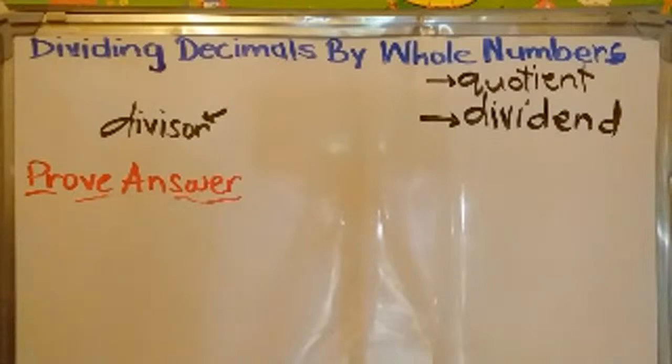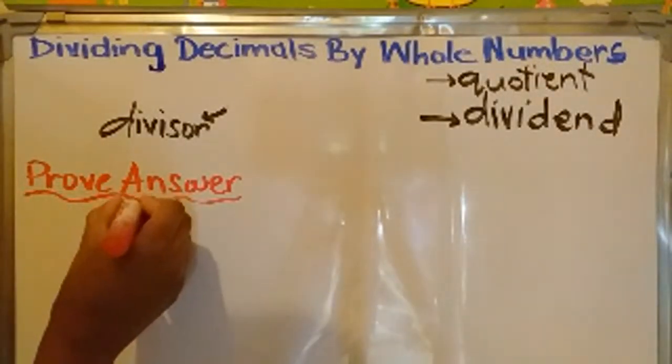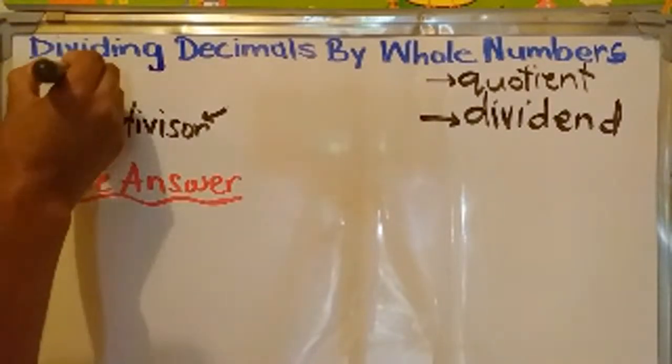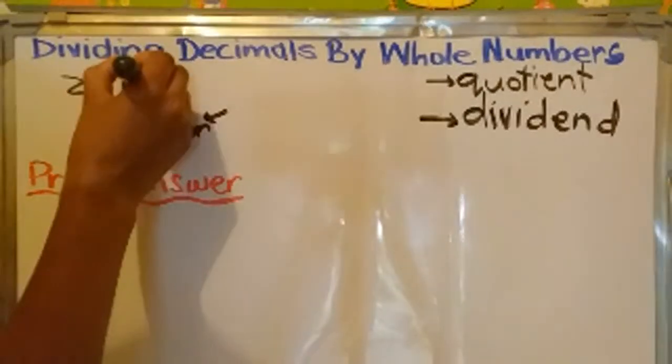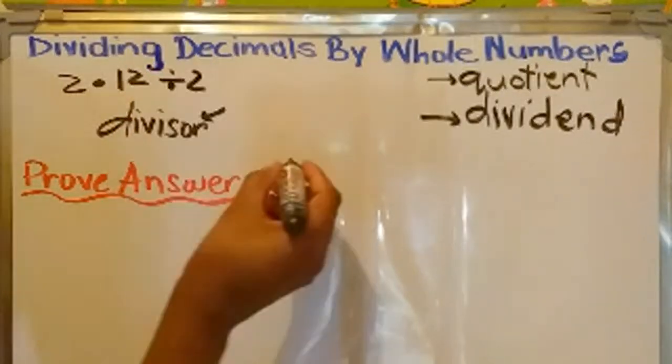All right. So we are going to take another problem. We're going to take problem number 2, and we're going to work it together. What is problem number 2 now? So we have 2.12, and of course we are dividing by 2. So I'm going to write it down. 2.12, and we're dividing by 2. So I'm going to work it out.